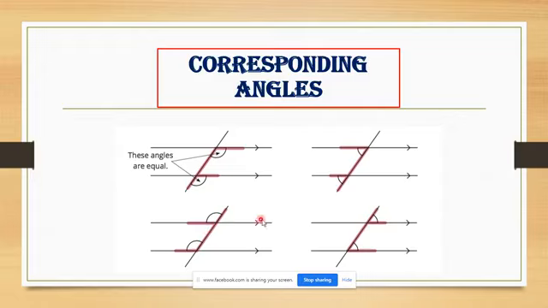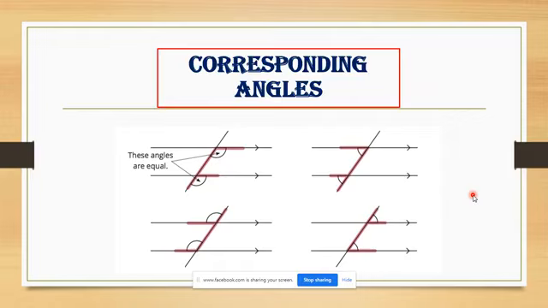Okay. So remember that there are totally 4 pairs of corresponding angles. If there are 2 parallel lines and 1 transversal, totally there is formation of 8 angles. Among them there are 4 pairs of corresponding angles. If the lines are not parallel, also there is formation of angles.